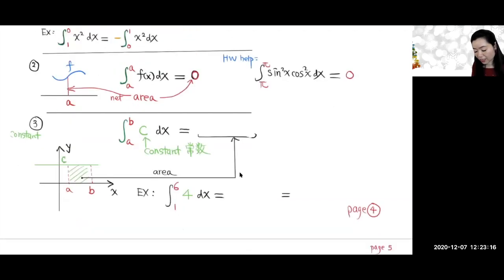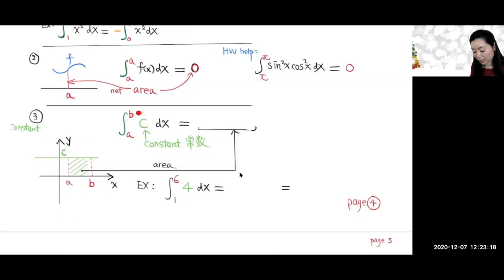Okay, the next one. When you integrate a constant function, see, this is a constant function, y equals c, from a to b. So think about it as the area under the curve, right? Under this constant curve. So what will be the area under this constant curve?